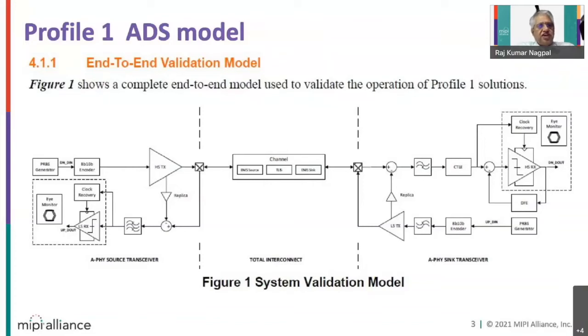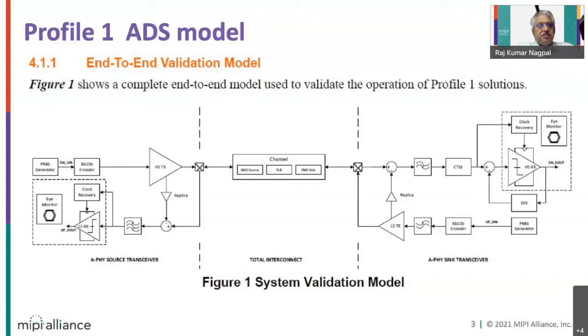Just as an overview, there are gears in A-PHY: gear 1, 2, 3, 4, 5. These gears are based on the data rates, so the lower the gear, the lower the data rate. For gear 1, 2, and optionally 3, there is a profile 1 implementation, and for gear 3, 4, and 5, there is a profile 2 implementation.